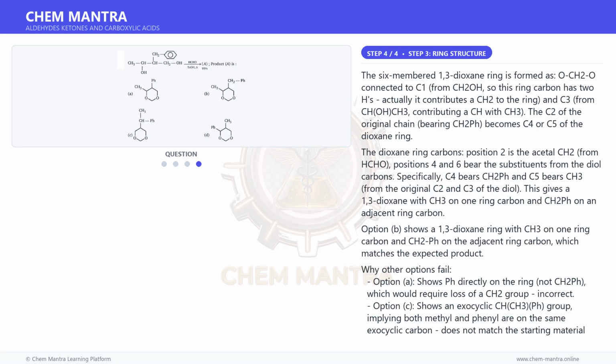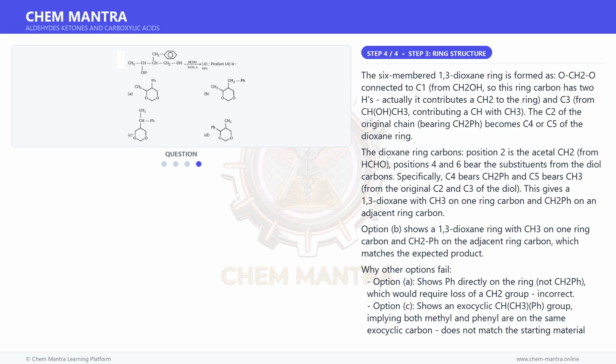And for the final step, the 6-membered 1,3-dioxane ring is formed as OCH2O connected to C1 from CH2OH. So this ring carbon has two H's. Actually it contributes a CH2 to the ring, and C3 from CH(OH)CH3 contributes a CH with CH3. The C2 of the original chain, bearing CH2Ph, becomes C4 or C5 of the dioxane ring.